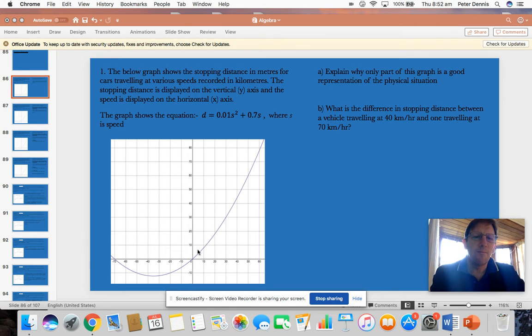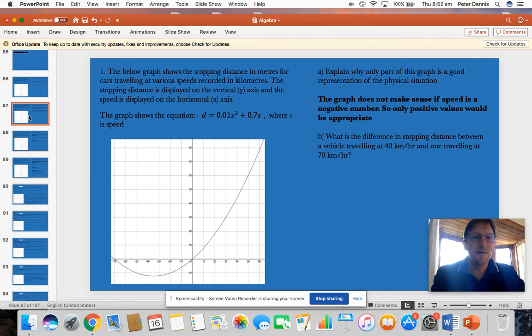So this would only have relevance. The graph does not make sense if the speed is a negative number, so only positive values would be appropriate. If you're going 0, yep, it takes 0 to stop. That's appropriate, but minus 10 is not appropriate.